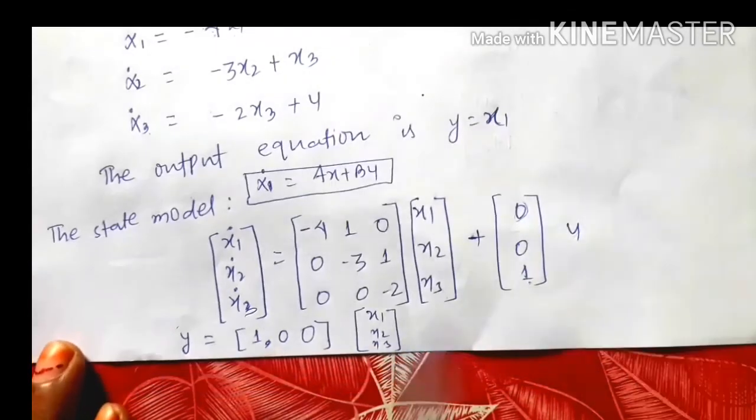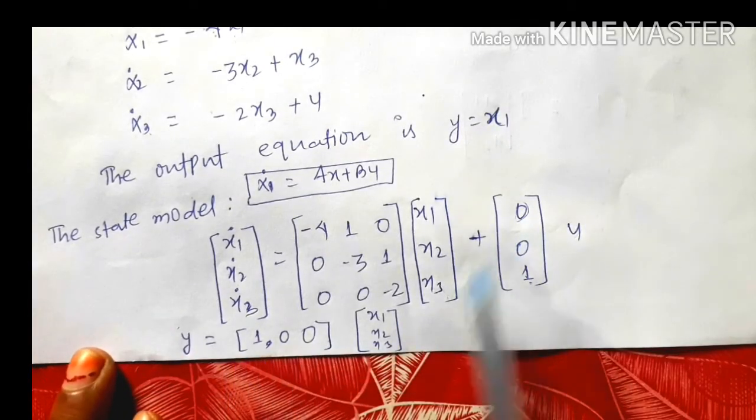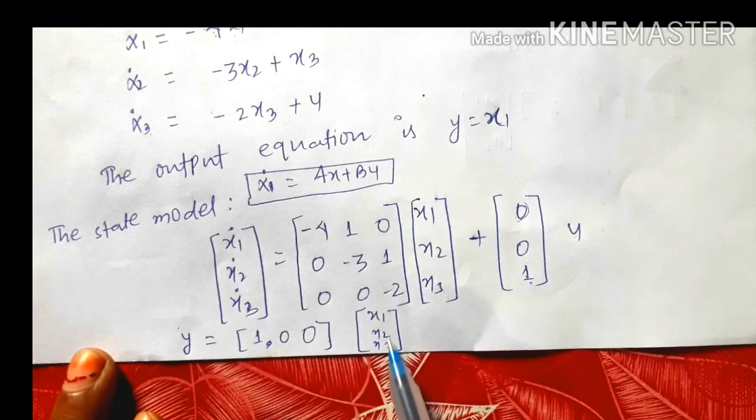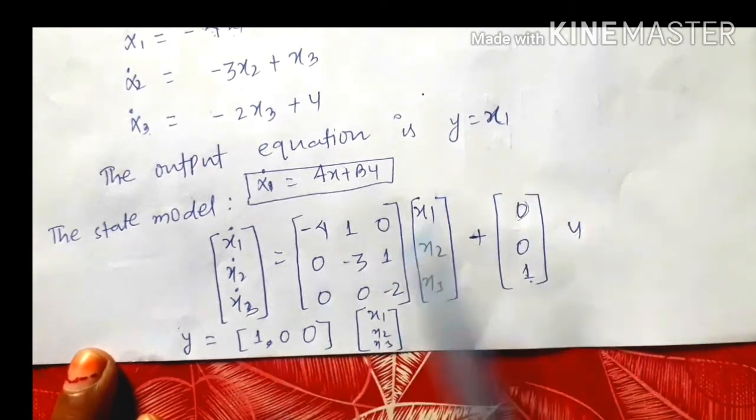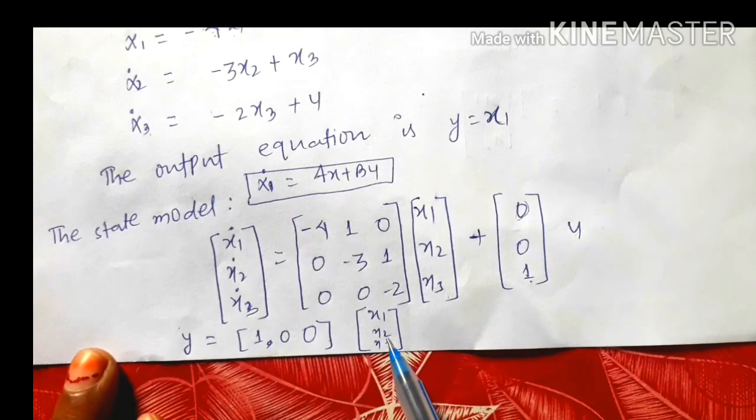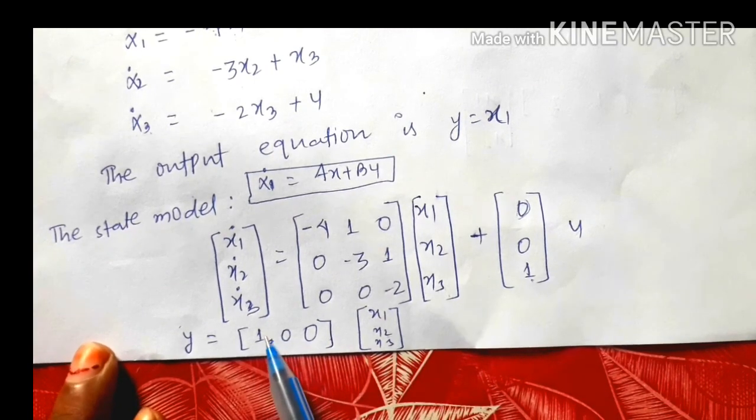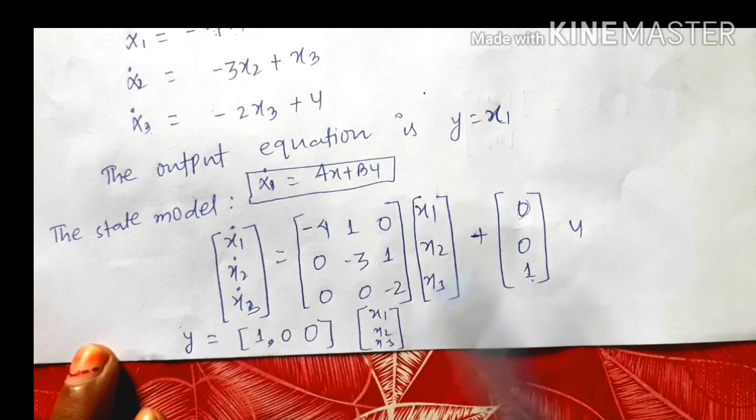And the output is y equal to x1, and we have written here x1 x2 x3, and y equal to x1 means coefficient of x1 is 1 and coefficient of x2 and x3 is 0, that's why we have written here 1 0 0.